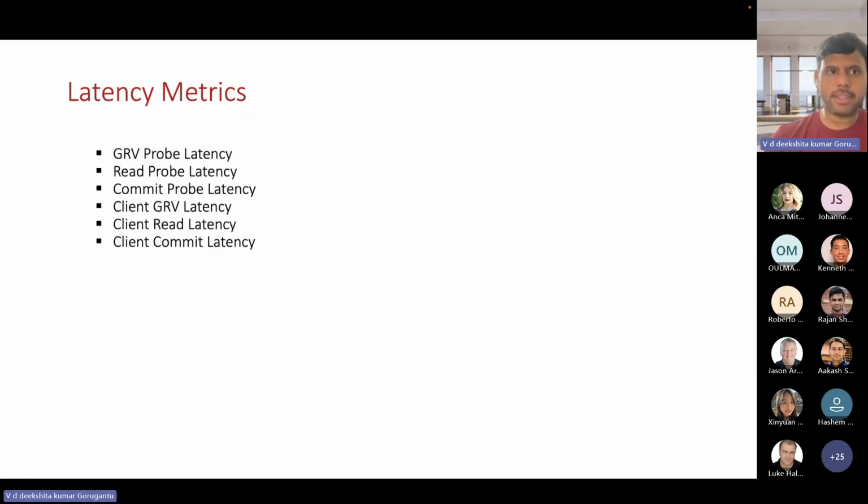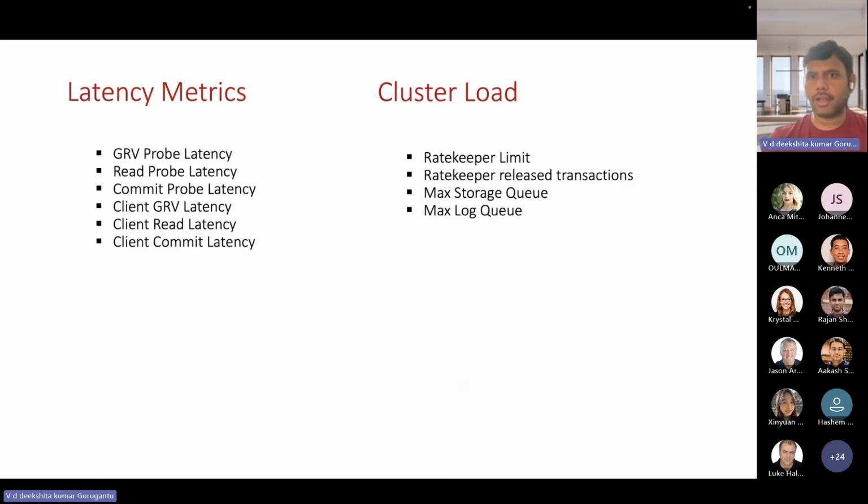Then coming to latency metrics. When we are performing transactions in FoundationDB, which is a multi-version concurrency control system, when you perform a read or write operation, the first step is getting the read version, which is called GRV. What is the GRV probe latency? What is the read probe latency? Or what is the commit probe latency when you are performing a write operation? Similar metrics at the client level we also have to monitor.